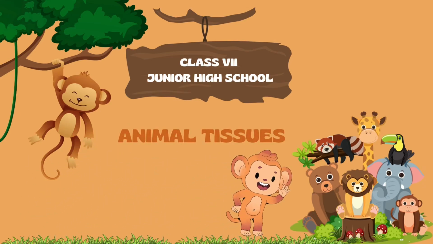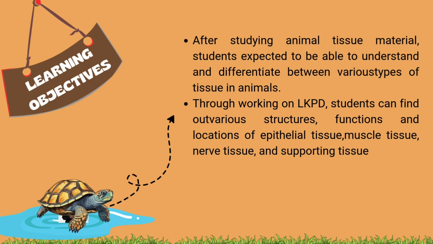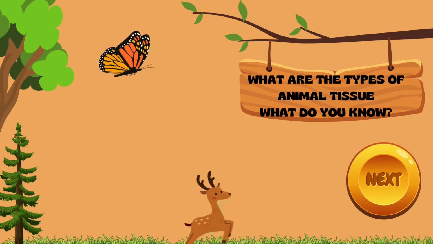Grade 7. Learning objectives. After studying animal tissue material, students are expected to be able to understand and differentiate between various types of tissue in animals. Through working on LKPD, students can find out various structures, functions, and locations of epithelial tissue, muscle tissue, nerve tissue, and supporting tissue. What are the types of animal tissue?